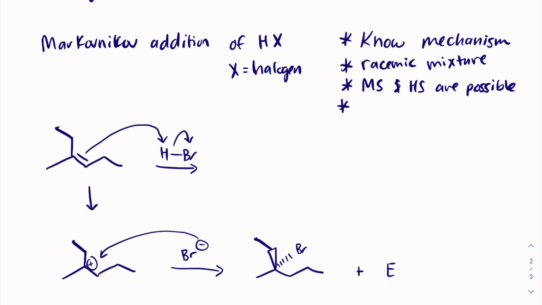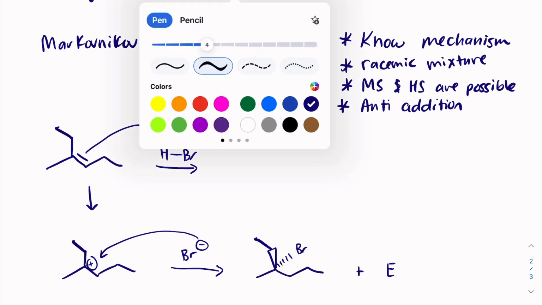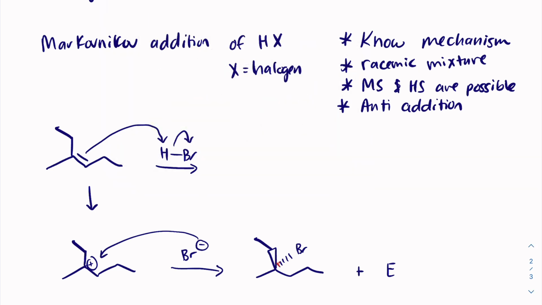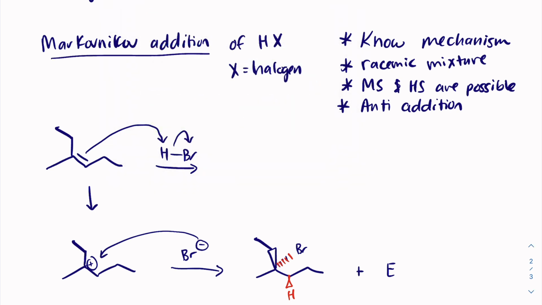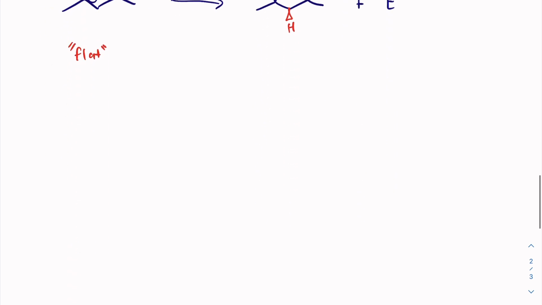And we call this anti-addition, which means that bromine was added, and let's call it a dash, but the hydrogen that was added over here is technically the opposite stereochemistry, and that's what anti-addition means. In addition to Markovnikov addition of HX, we also have anti-Markovnikov addition of HX.